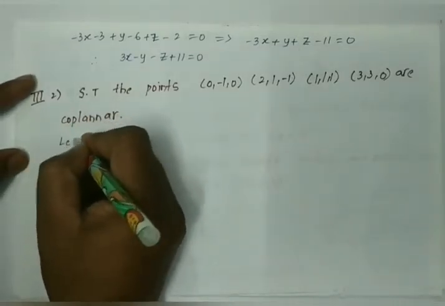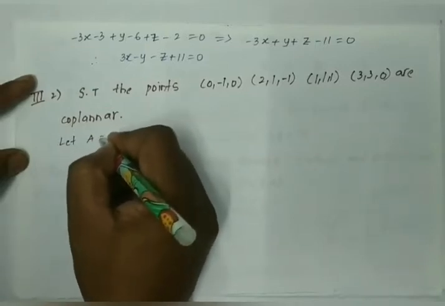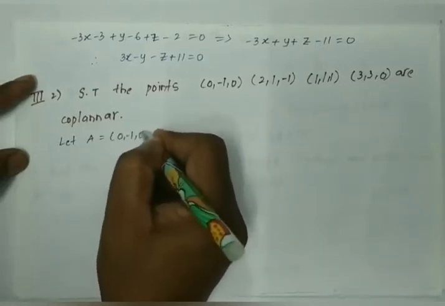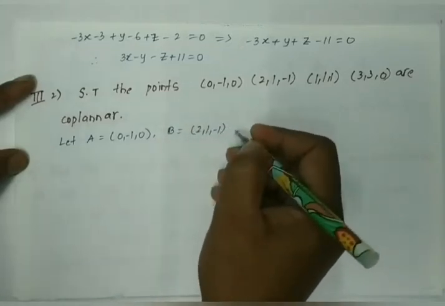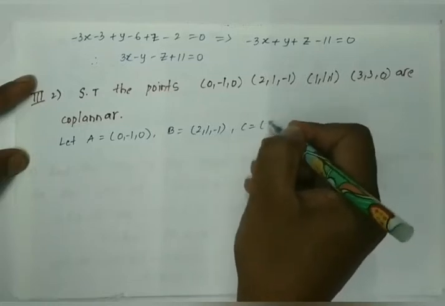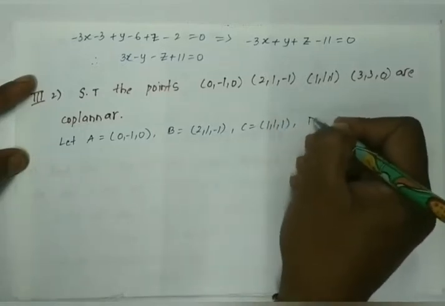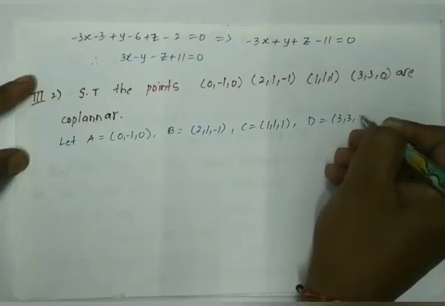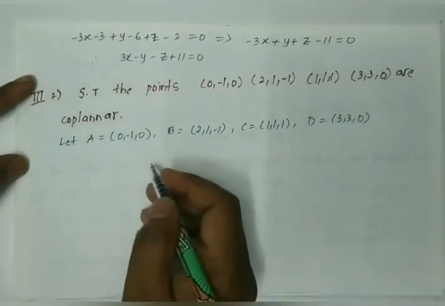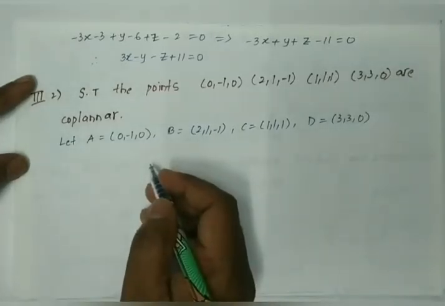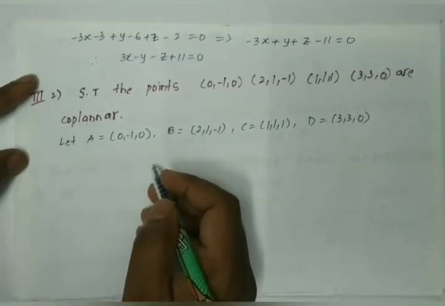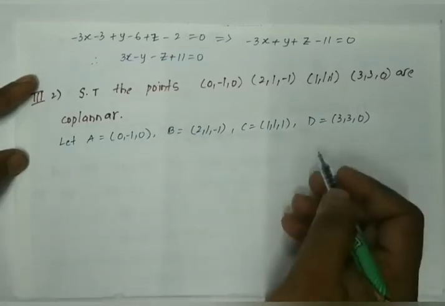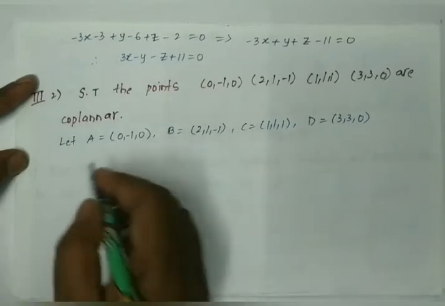First let us consider the given points are A, B, C, D. That means let A be 0, minus 1, 0. B is 2, 1, minus 1. C is 1, 1, 1. D is 3, 3, 0. So first we have to find the equation of a plane passing through any 3 points. Here I am finding the equation of the plane passing through the points A, B, C.